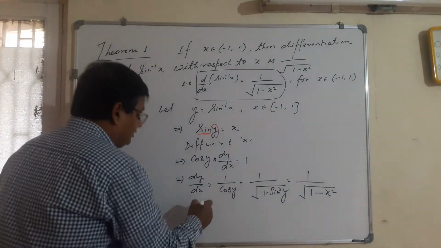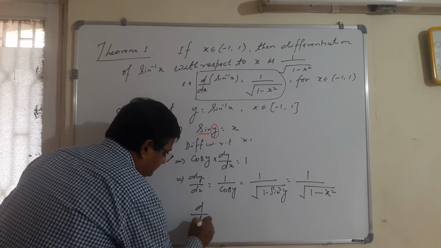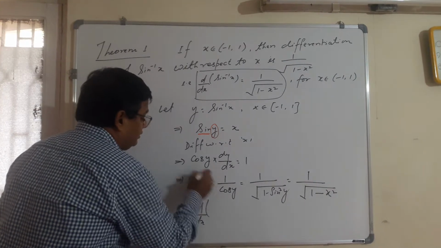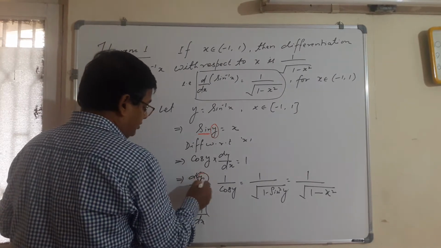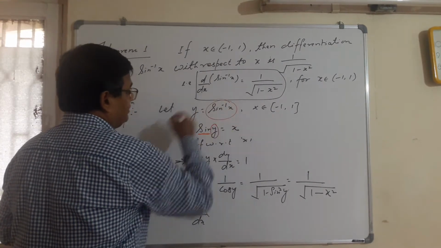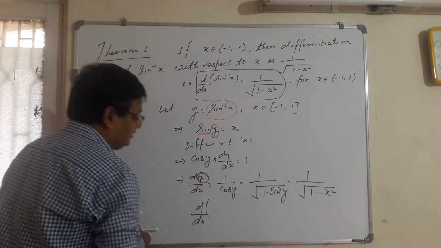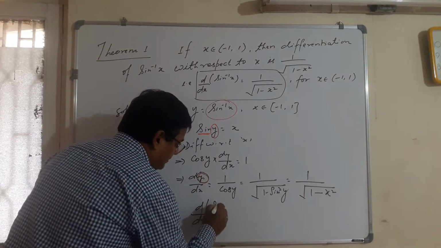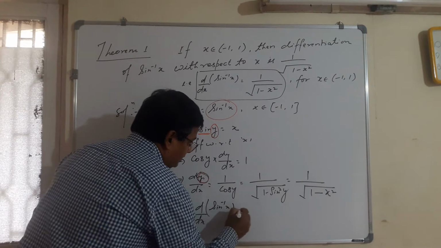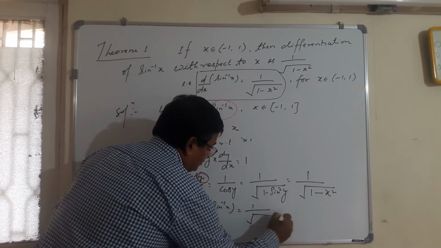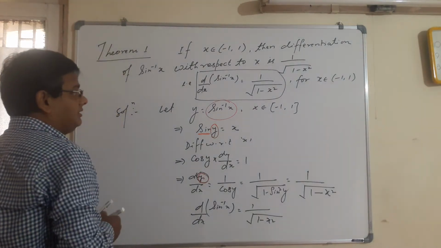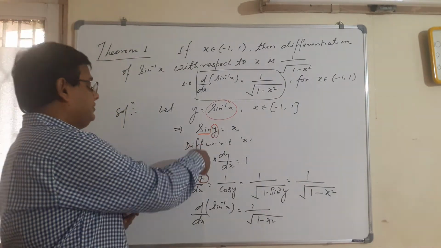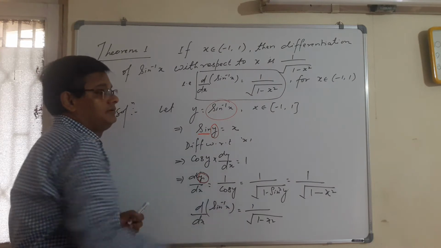So it means differentiation of what is y? Y is your sine inverse x. This y is your sine inverse x. So differentiation of sine inverse x is equal to 1 over square root 1 minus x square. This is the differentiation of sine inverse x.